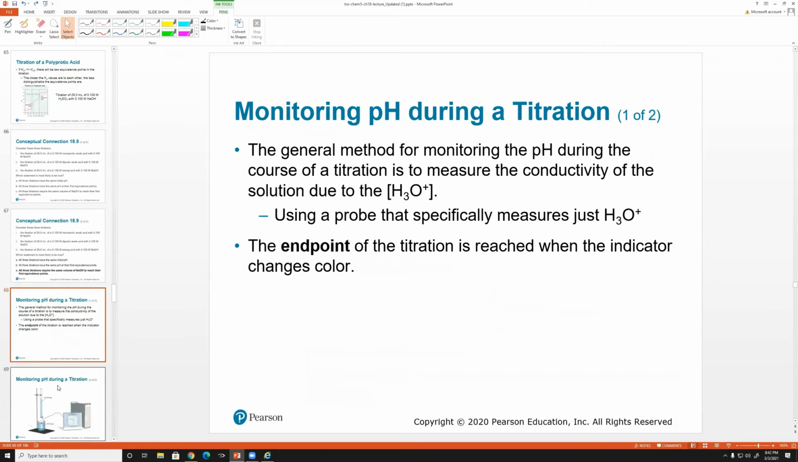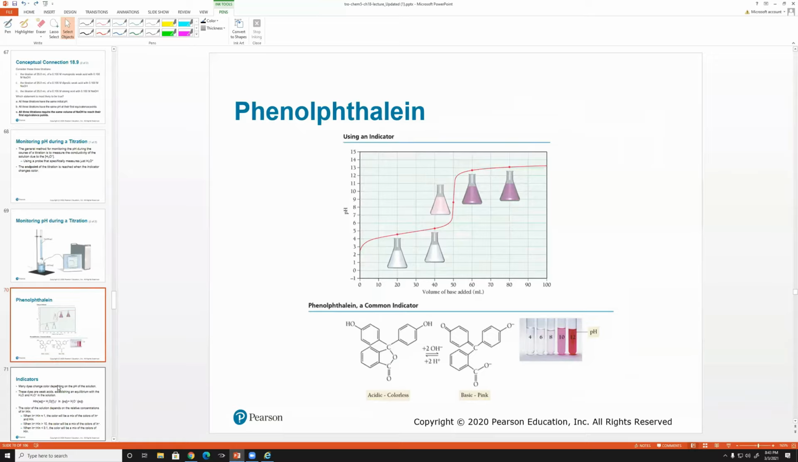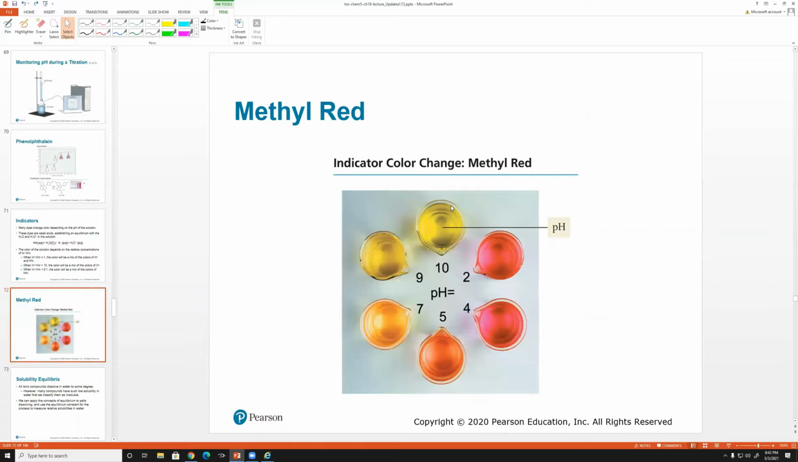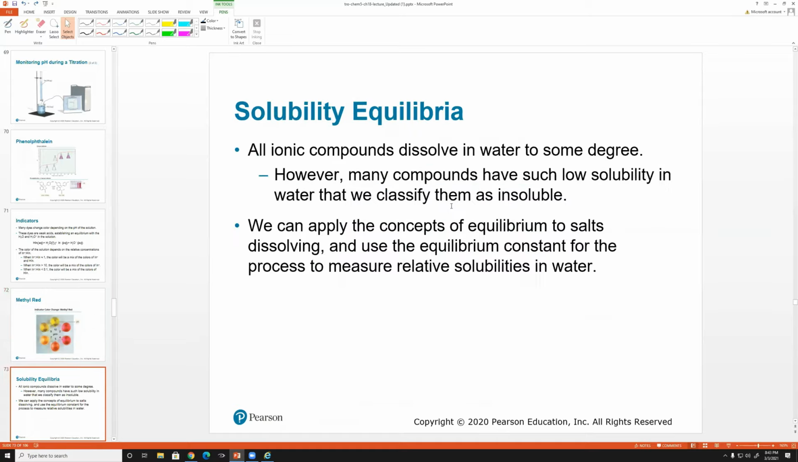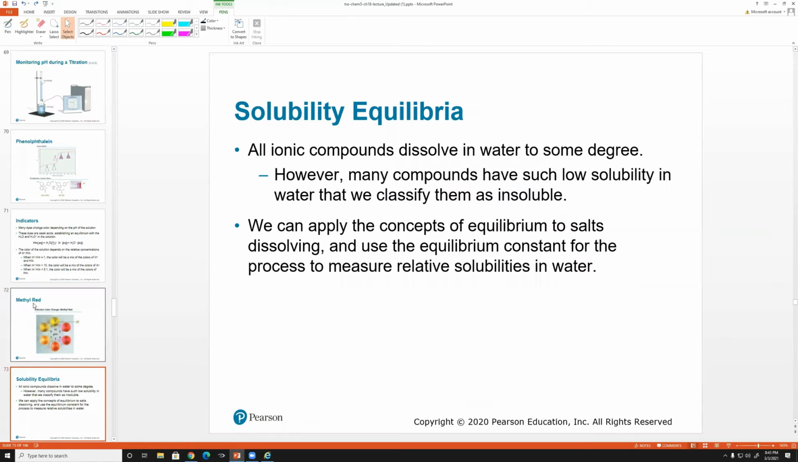Monitoring pH during titrations, you can use a pH meter. That's the easiest way to do it if you were in a lab. And phenolphthalein is an indicator. Don't go crazy with the indicators. That's just the main one that around pH 7 or 8, it starts to change color. There's methyl red. If you go to lab, then you use that. Methyl red is another one that has different colors at different concentrations, but phenolphthalein is the main one.